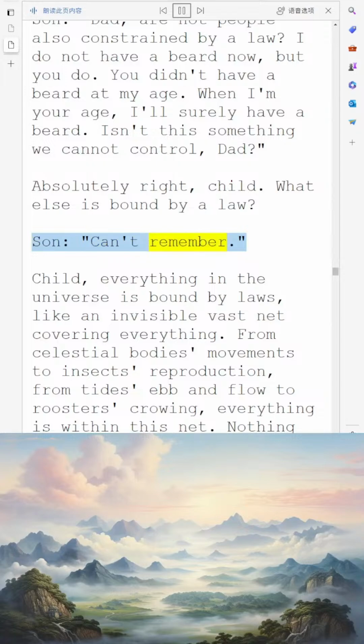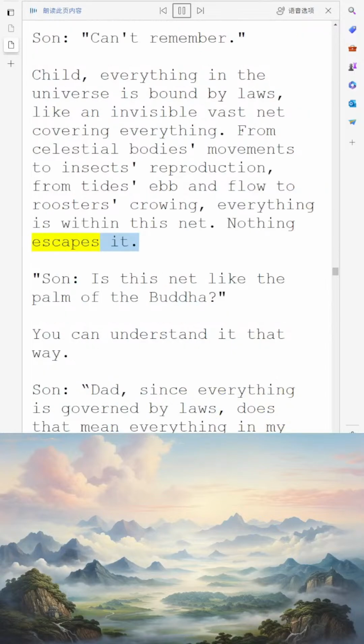Son: Dad, I can't remember. Father: Child, everything in the universe is bound by laws, like an invisible vast net covering everything. From celestial bodies' movements to insects' reproduction, from tides' ebb and flow to roosters' crowing, everything is within this net. Nothing escapes it. Son: Dad, is this net like the palm of the Buddha? Father: You can understand it that way.